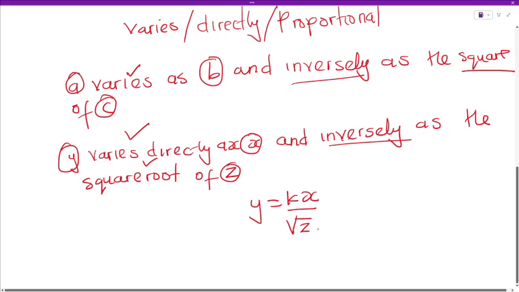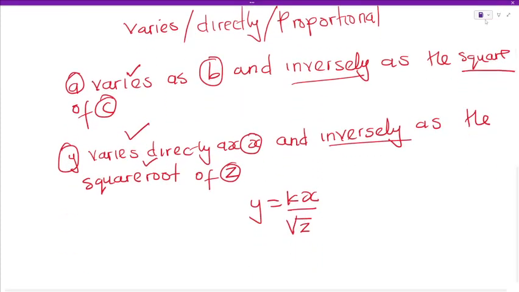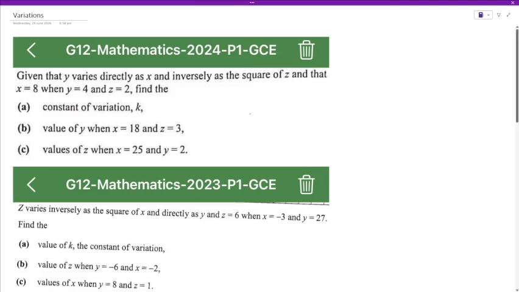Okay, so that is basically that. Now let us look at some actual exam questions and figure out how we're supposed to answer them. The first one is from 2024 paper 1 GCE, and it says that given that Y varies directly as X and inversely as the square of Z, and then they'll give you these values. Before we get to the rest of the question, let us first come up with our formula. Given that Y, you write your Y.